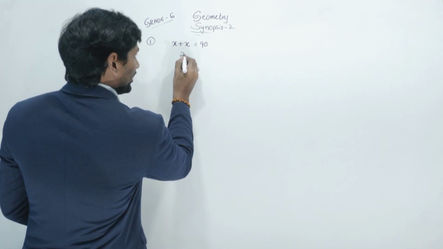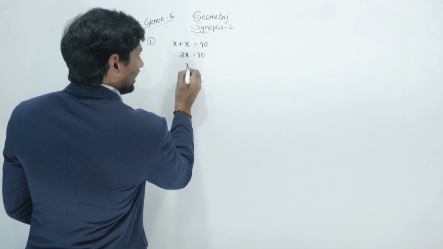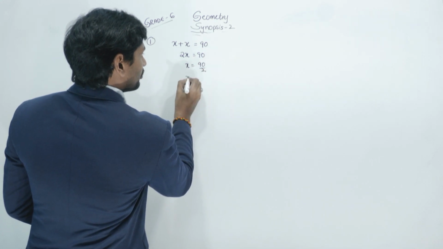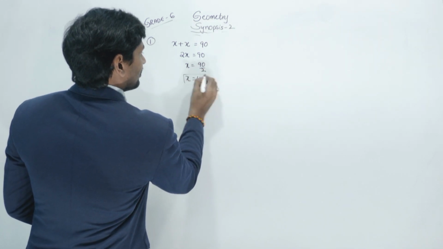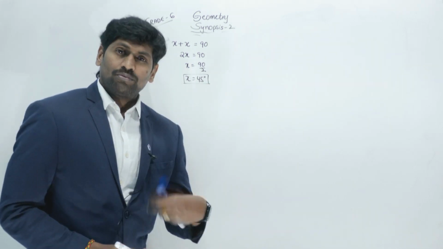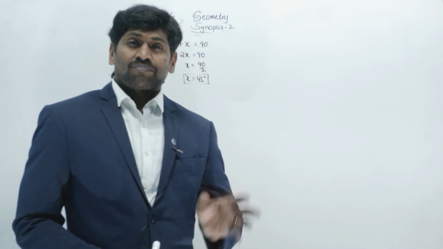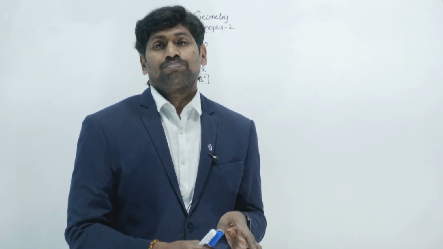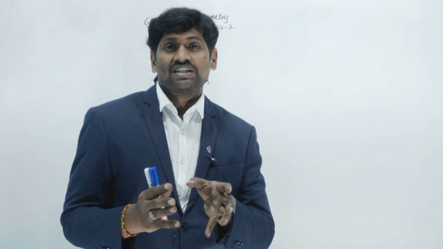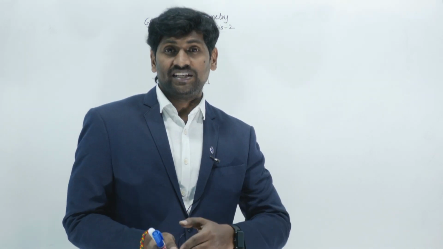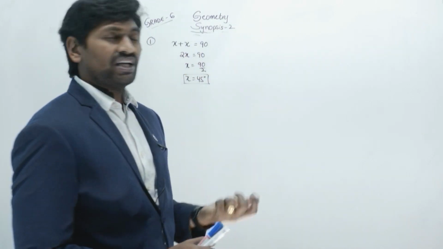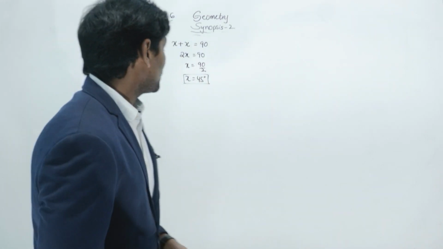X plus x, 2x value is 90, and x value is 90 by 2, nothing but 45 degrees. So 45 degrees and one more angle, that also 45 degrees. You should remember clearly, if an angle and its complement are both equal, that means the sum of both angles becomes 90 degrees, so we can take half of the 90 degrees for each angle. Same way for supplementary angles, we take half of the supplement, then both angles are equal. Let us go to the second problem.